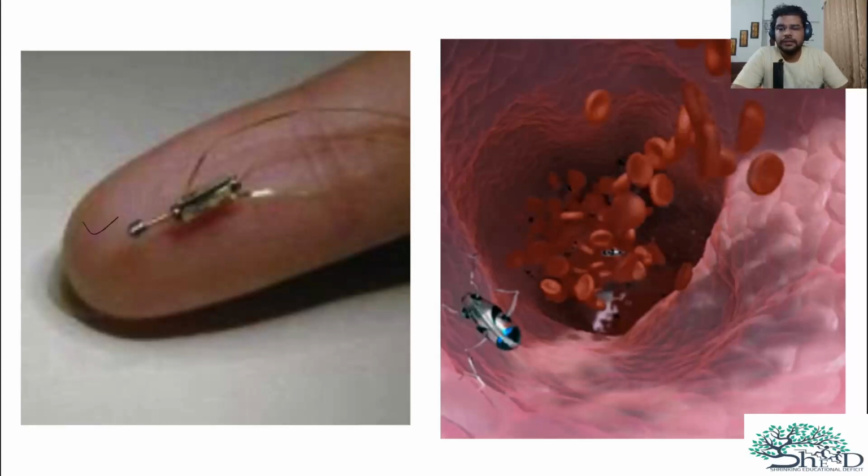See how small it is. And on the right hand side you can see this is a computer graphic. Here you can see red blood cells and small robots. All right, so some of these applications actually exist right now. It's not like something in the future. This is actually being done nowadays.